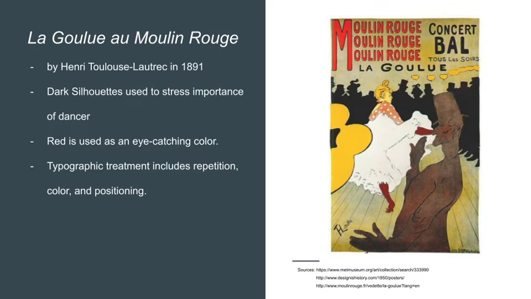Some of the unique design elements for the poster mentioned above are the dark silhouettes in the background, which are placed to stress the dancer's importance. There is also the sharp red color on the top half of the dancer's outfit, which stands out and makes it pop, and what is also interesting to note is the same intense red is used for the poster's typography in order to achieve the same effect. When looking at the typography, we can see the usage of repetition, positioning, and color to depict the essential elements of this poster.